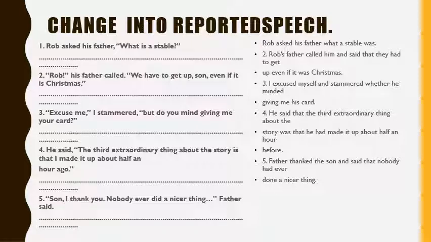He said, "The third extraordinary thing about the story is that I made it up half an hour ago." He said that the third extraordinary thing about the story was that he had made it up half an hour before. Ago becomes before. "Son, I thank you. No, nobody ever did a nicer thing." Father thanked the son and said that nobody had ever done a nicer thing. Did is already past tense, so you have to change it into past participle: had ever done a nicer thing.